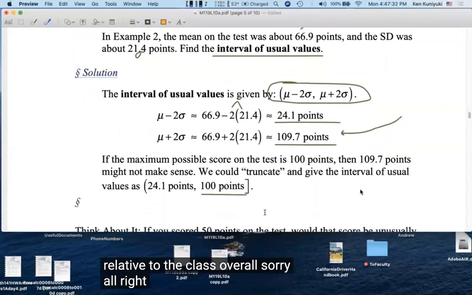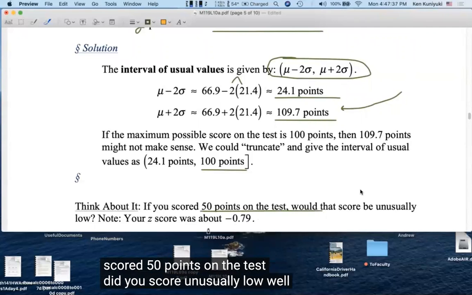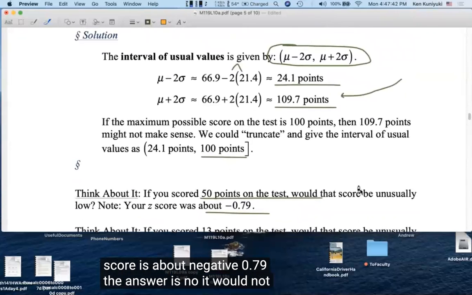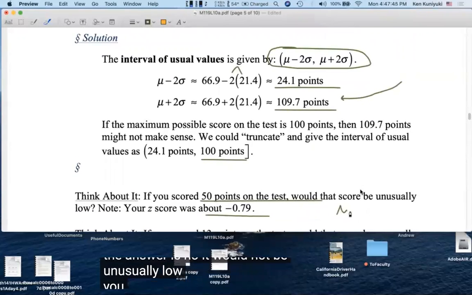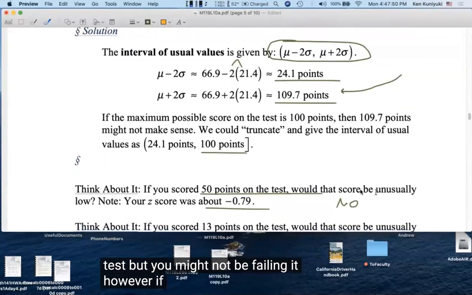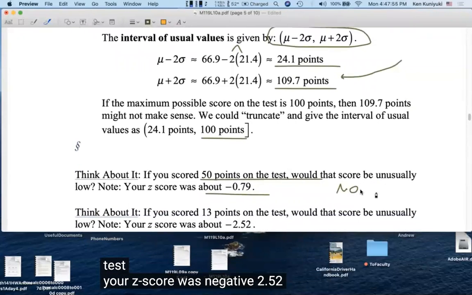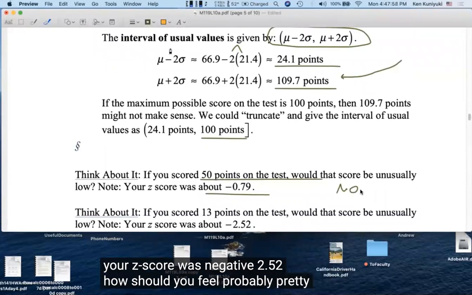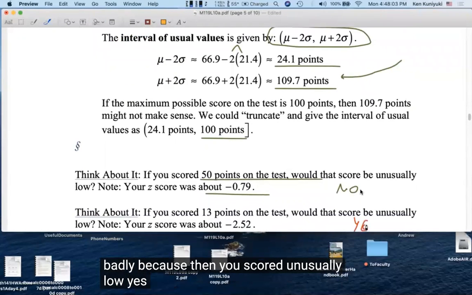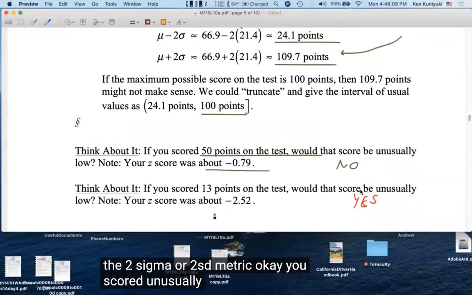All right, so think about it. If you scored 50 points on the test, did you score unusually low? Well, your z-score is about negative 0.79. The answer is no. It would not be unusually low. You might be getting a C or a D on the test, but you might not be failing it. However, if you scored 13 points on the test, your z-score was negative 2.52. How should you feel? Probably pretty badly, because then you scored unusually low. Yes, by that metric, the 2 sigma or 2 SD metric, you scored unusually low.